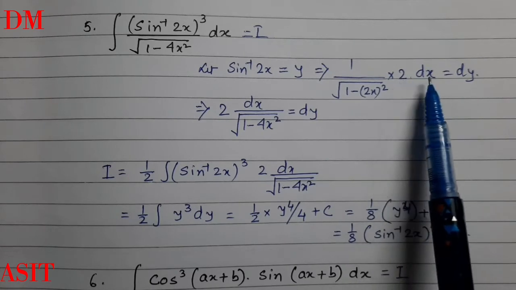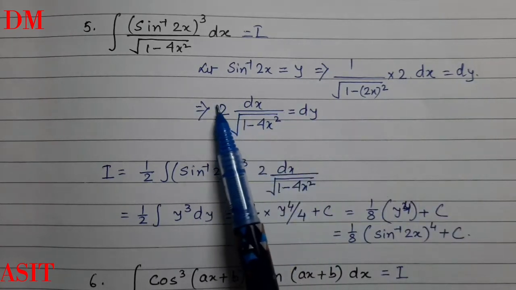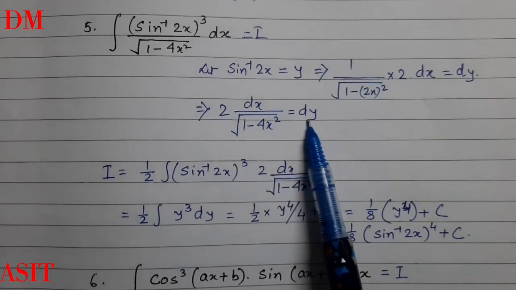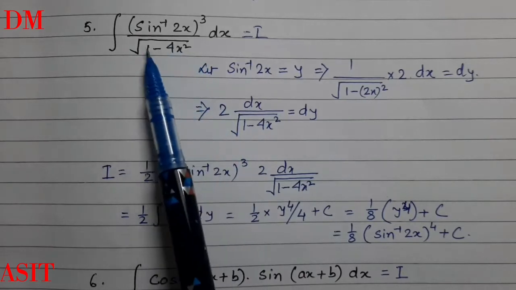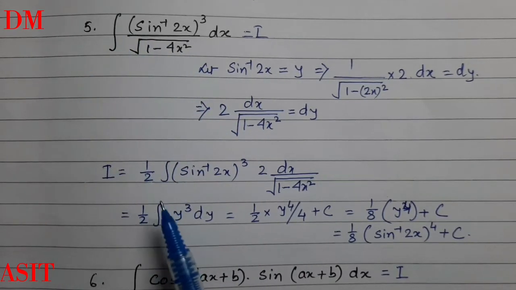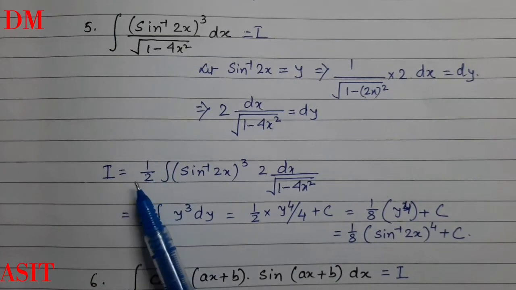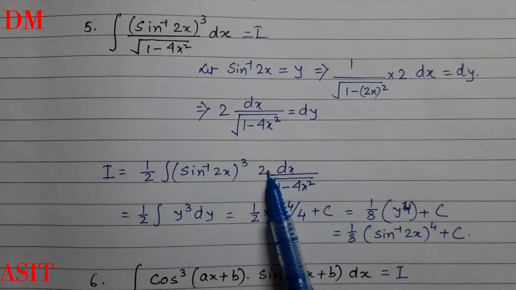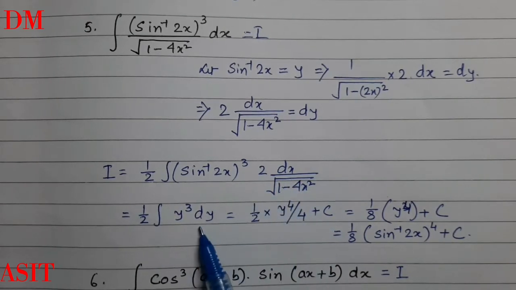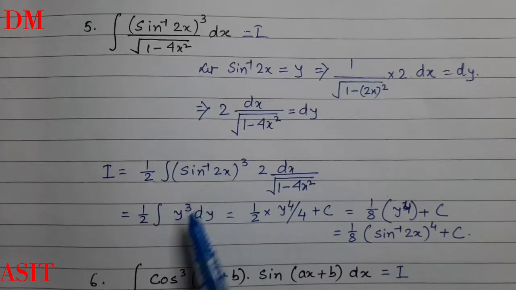So 2 into dx will be equal to dy. That means we can write 2 dx by root over of 1 minus 4x square equals dy. Now here we need a 2, but that 2 is not there, so I have to multiply and divide by 2. So divided by 2, and here I multiplied 2. This thing will become dy, and this thing will be y, so y cube.